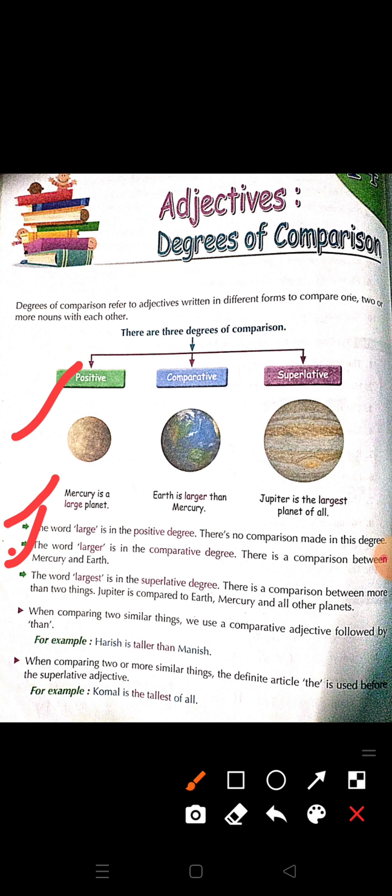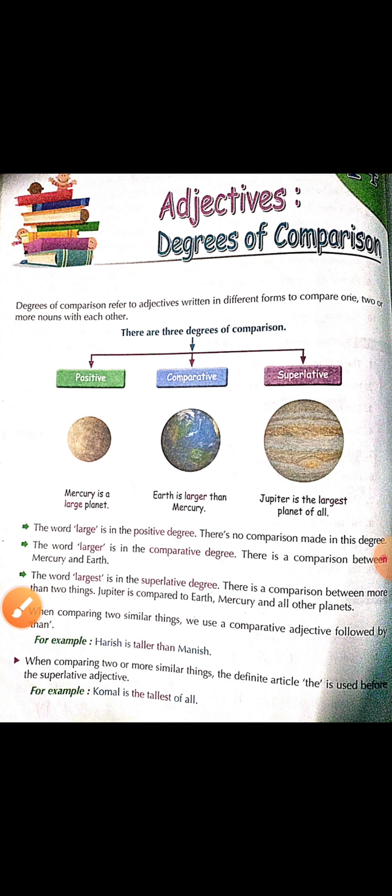Okay, when comparing two similar things, we use comparative adjectives followed by than. So with the comparative degree we use than. Mercury is smaller than, or larger than, other planets, like this. Earth is larger than Mercury. She is more beautiful than her. She is taller than her. So in all the sentences we are using this than. So after the comparative degree we will use than.